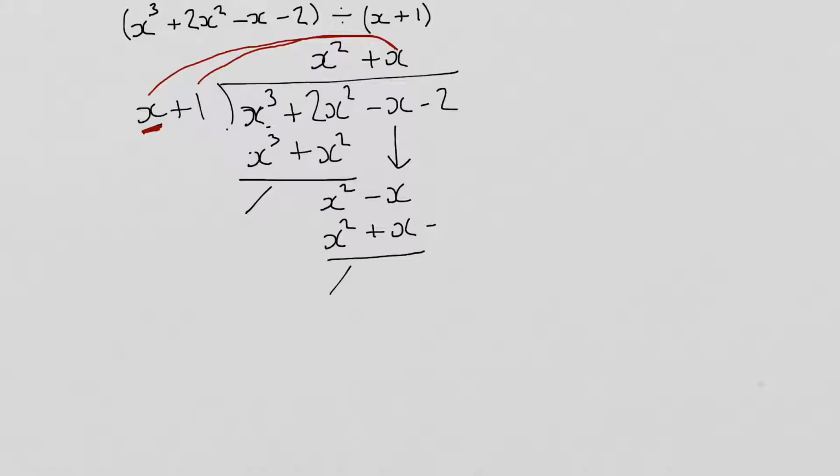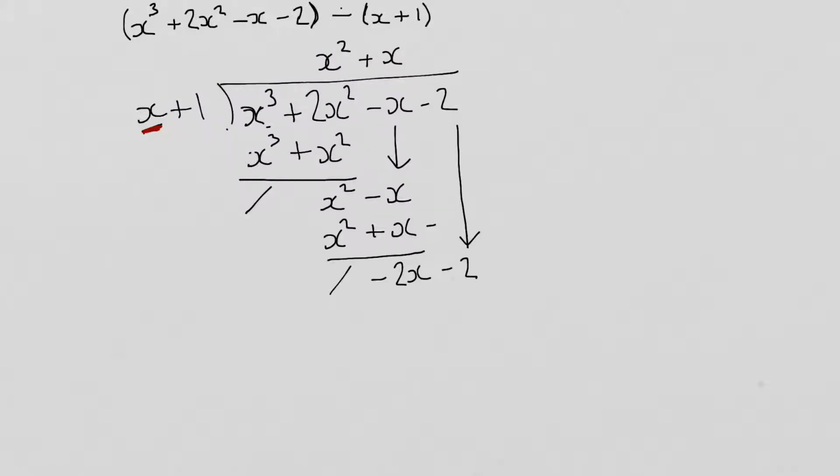Minus x, take away an x, be careful here, some people will write 0 because they see minus 1 and plus 1, but that is going to give us minus 2x, and then again, bringing that 2 down, I'm going to have minus 2. So my final question now is asking myself, what do I need to multiply x by to give me minus 2x? And in this case, that's going to be minus 2.